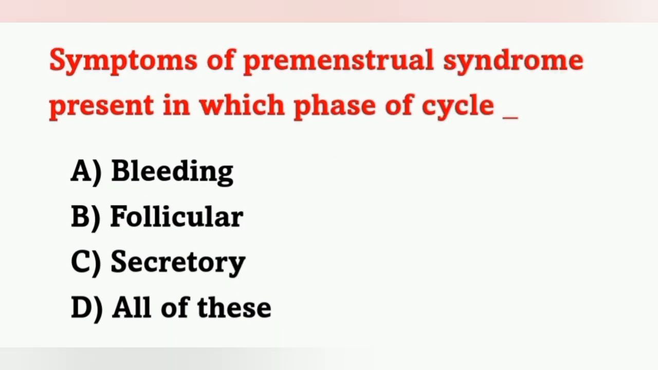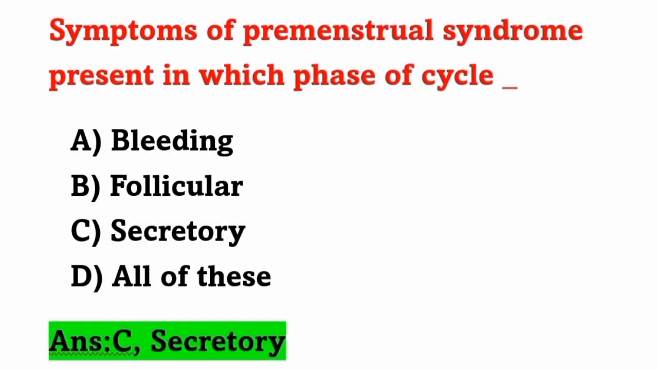The next question, symptoms of premenstrual syndrome are present in which phase of the menstrual cycle? Option A, bleeding phase. Option B, follicular phase. Option C, secretory phase. Option D, all of these. Premenstrual syndrome is seen in the secretory phase of the menstrual cycle. Option C is the correct answer.